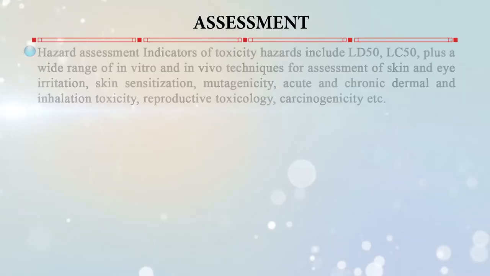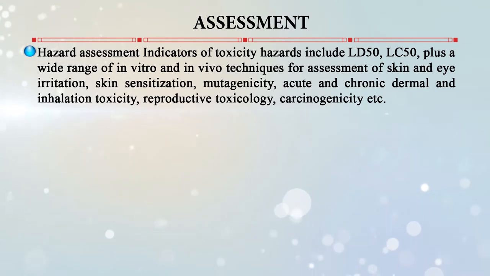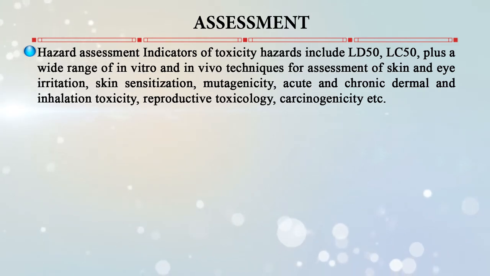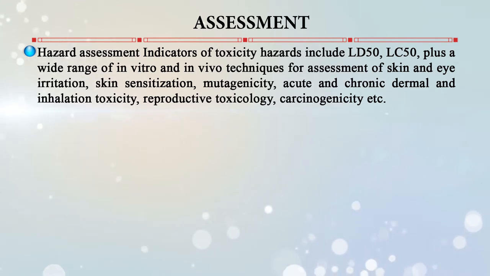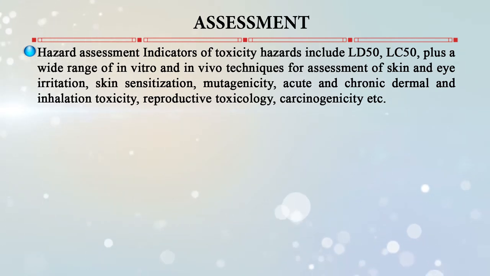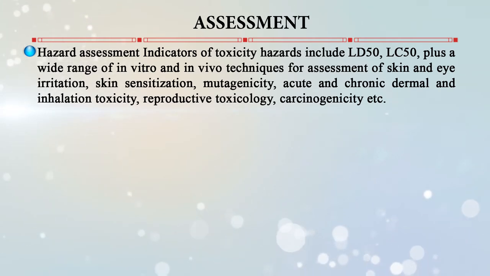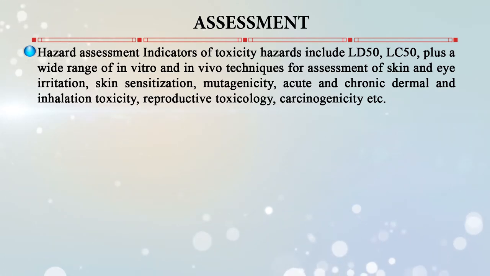So first of all, before going to the mitigation measures, one has to check the assessment criteria. So hazard assessment indicators of toxicity hazards like LD50 or LC50, or otherwise a wide range of in vitro and in vivo techniques for assessment of skin and eye irritation, skin sensitization, mutagenicity, acute and chronic dermal and inhalation toxicity, reproductive toxicology, carcinogenicity, like that.